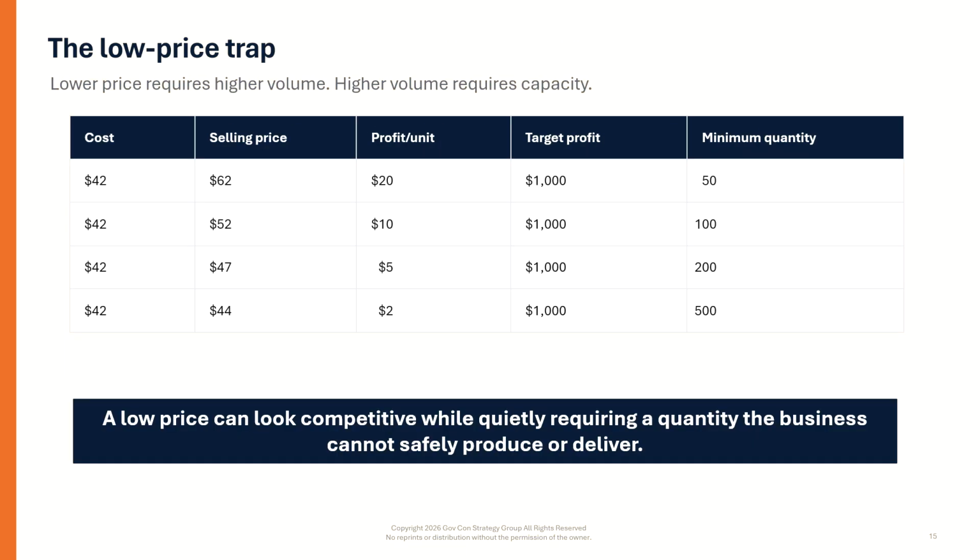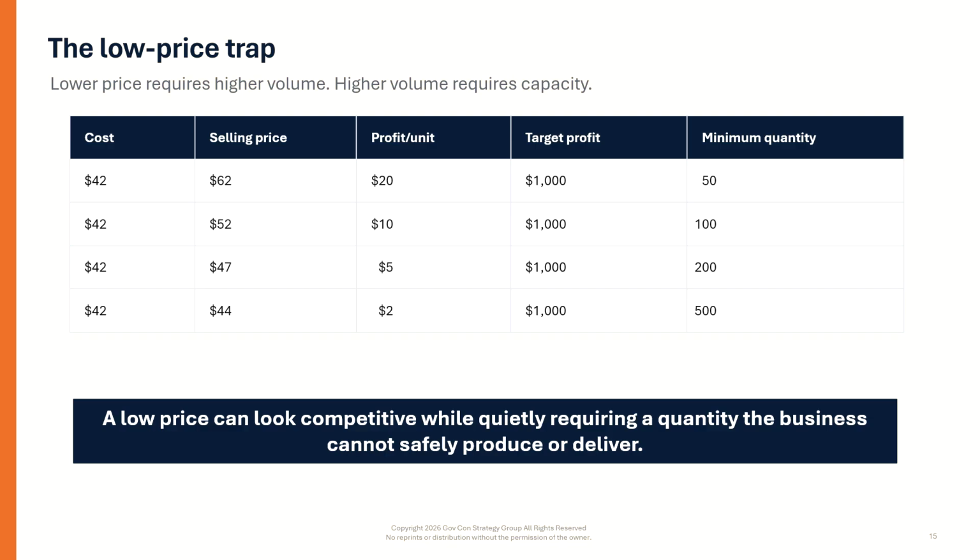Here's an example of the profit chart referenced in the last slide. The chart shows a simple but important relationship. Lower price requires higher volume. Higher volume requires capacity. A low price may look competitive at first, but if that price only works when you sell a very high quantity, you need to ask whether your business can actually produce, deliver, staff, store, track, or manage that volume. This is where pricing and capacity have to be evaluated together.